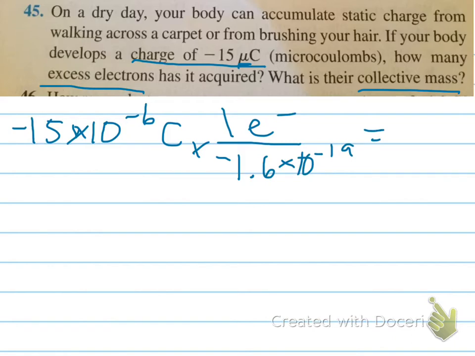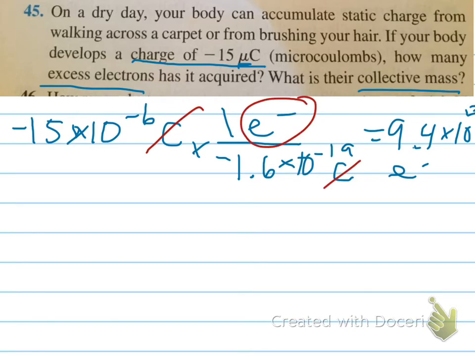How many excess electrons? So when I multiply this across and divide by the denominator, I got 9.4 times 10 to the 13th, that should be a 13, electrons. Okay, so that's how many extra electrons it has, and this is in coulombs. So just going back to the stoichiometry part of it, the coulombs cancel out, so I'm left with the unit of electrons, which is what I want in my answer.